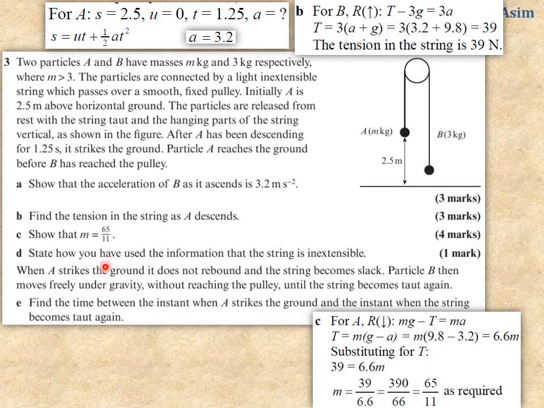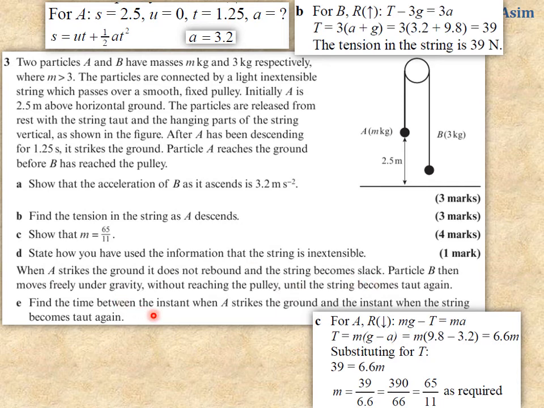Now let us take this last part of the question and read it carefully. The question says, when A strikes the ground, it does not rebound and the string becomes slack. So when A strikes the ground, it is not rebounding, and the same distance that A goes down, B will go up. So B will be somewhere here where I'm pointing now. After that the string becomes slack. Particle B then moves freely under gravity, exactly like the previous question, without reaching the pulley, until the string becomes taut again. Find the time.